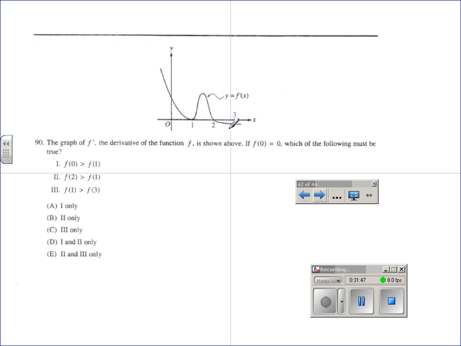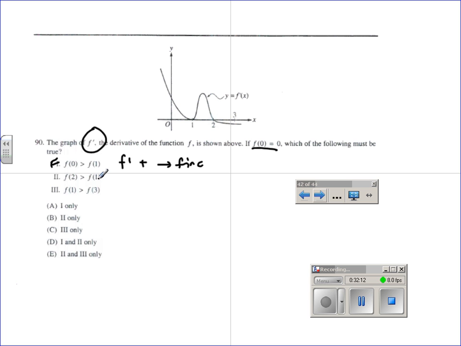Which of the following must be true? Okay, so this is the derivative of the function. F of 0 is 0, so I start with 0 as I accumulate. F of 0 is greater than f of 1? That cannot be true because you're accumulating area. F prime is positive this whole time, which means f must be increasing. So this is not true because f of 1 must be greater.